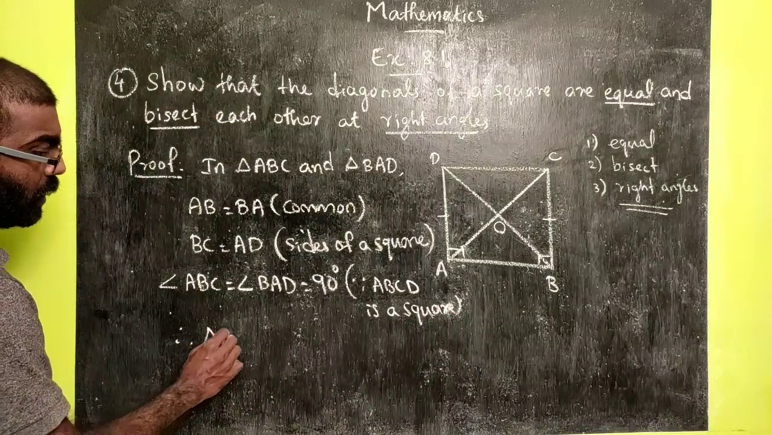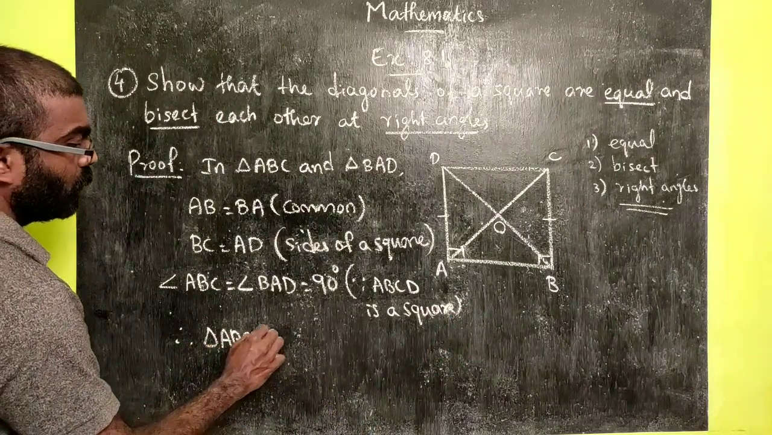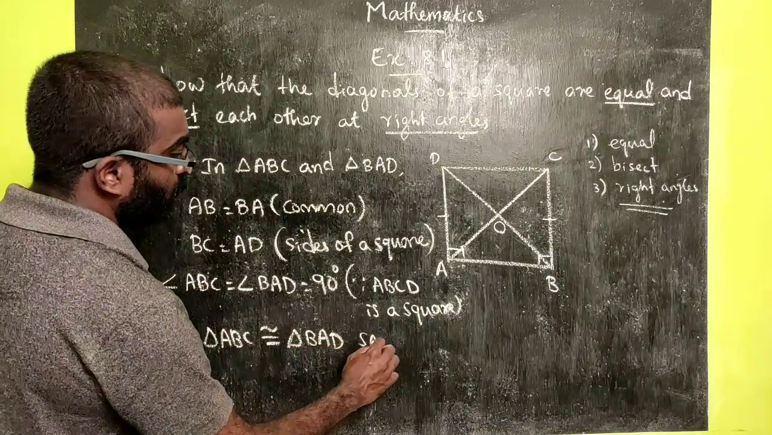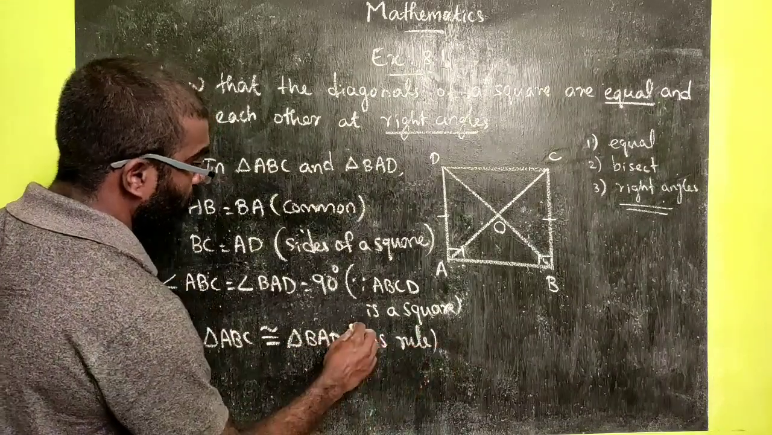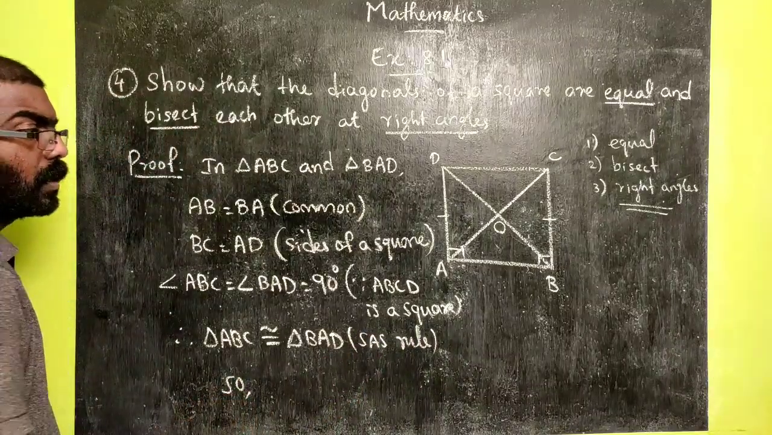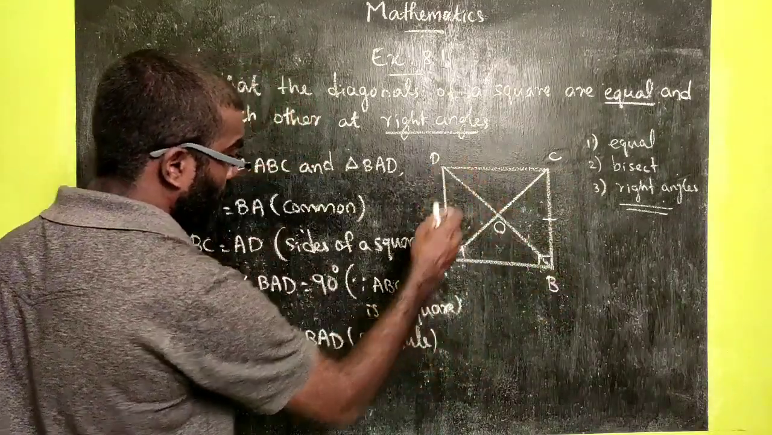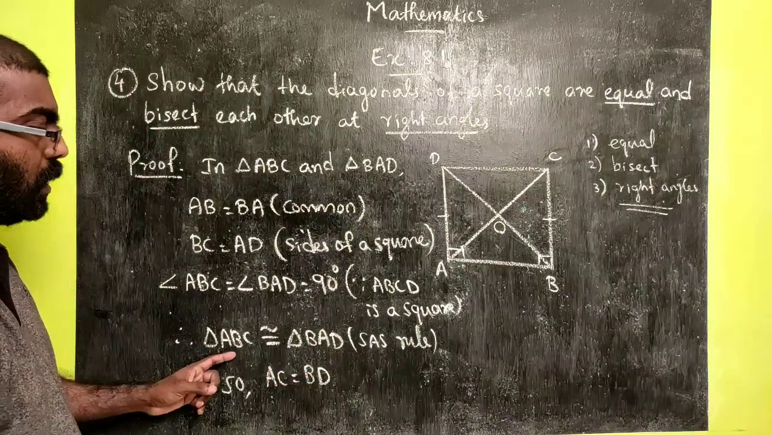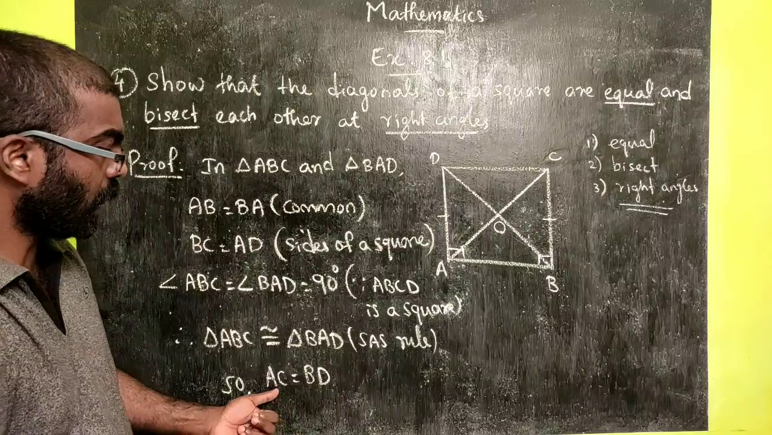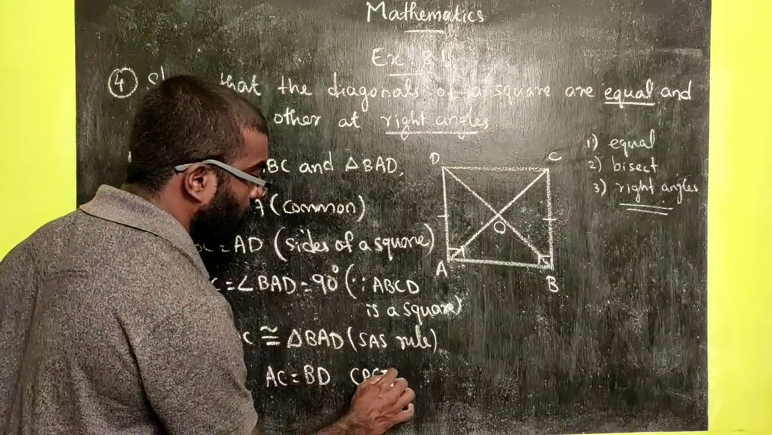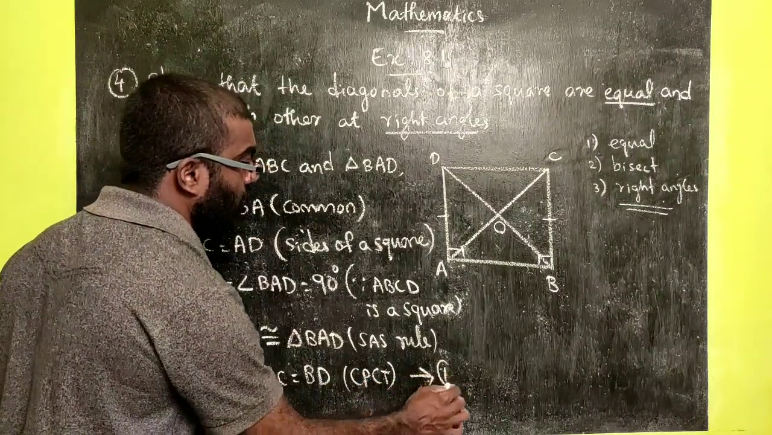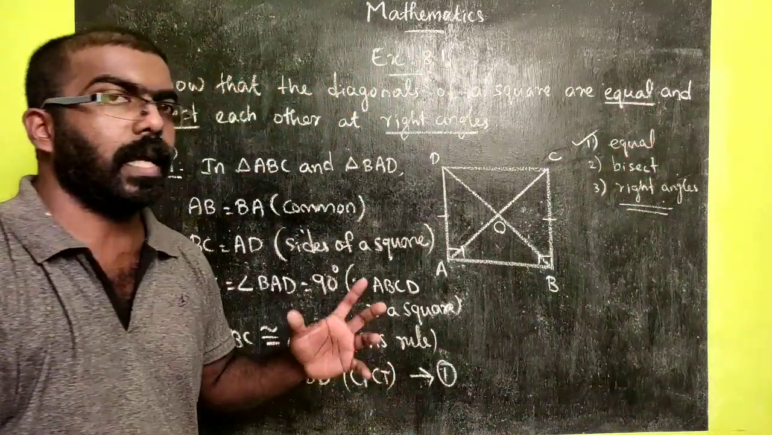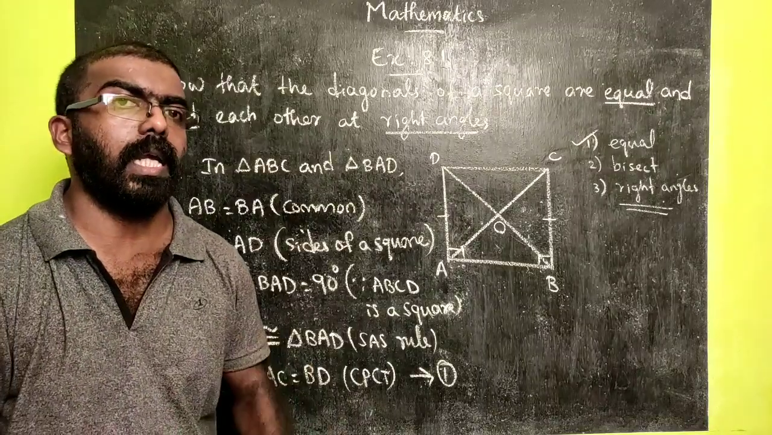Therefore, we can write triangle ABC is congruent to triangle BAD by SAS congruence rule. So by CPCT, what we can conclude? AC and BD are equal. AC and BD are the corresponding sides of triangle ABC and triangle BAD. So we can write AC equal to BD by CPCT. We can take it as equation number 1. So the first part is over. That means the diagonals of a square are equal.